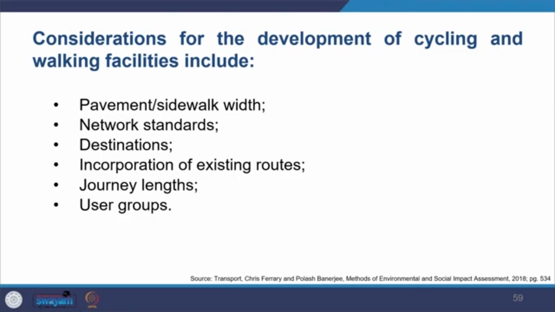When you're dealing with cycling and walking facilities, you have to deal with the pavement and the sidewalk width. You need to look at the network standards, how well connected all the cycling and walking is, what their destinations are, how these routes are linked, what journey they make, and what different user groups there are. All of that has to be described in your project, depending on its nature. So that is about the transportation baseline, and given the nature of the transportation project, you have to give all those kinds of details.